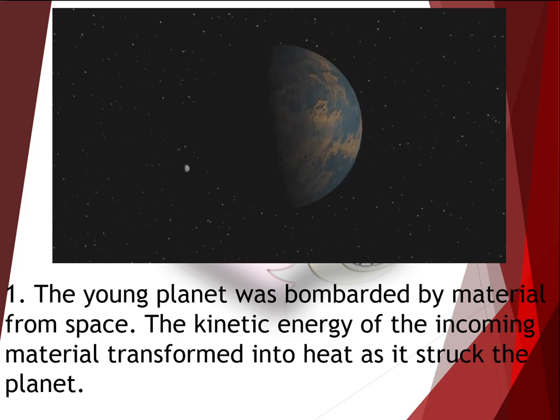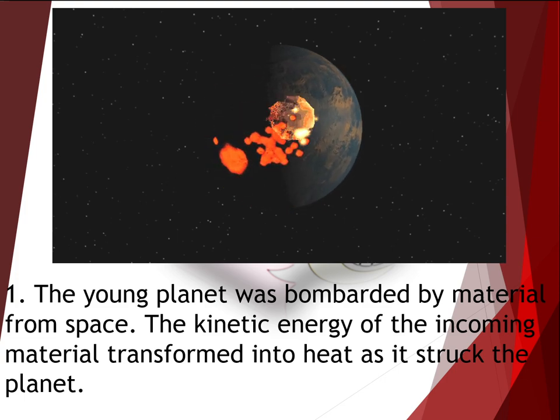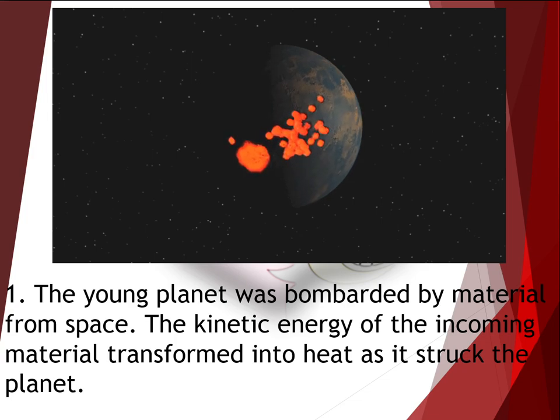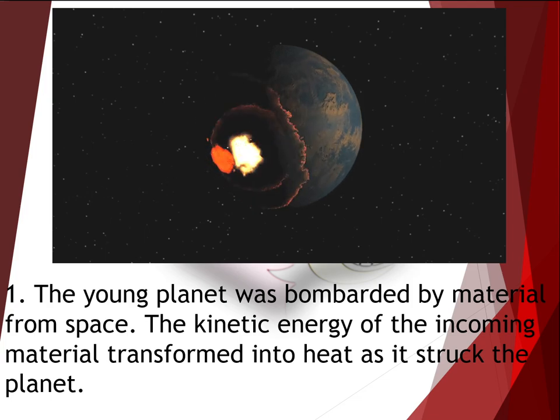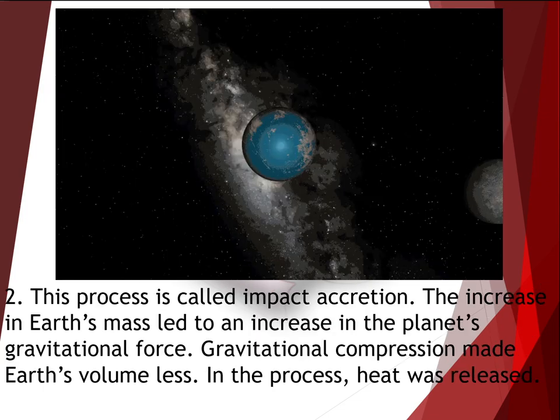After the planet formed about 4.6 billion years ago, several processes released the heat that kept the surface a molten pool of metals. Number one, a young planet was bombarded by material from space, and the kinetic energy of those incoming materials transformed into heat as it struck the planet.